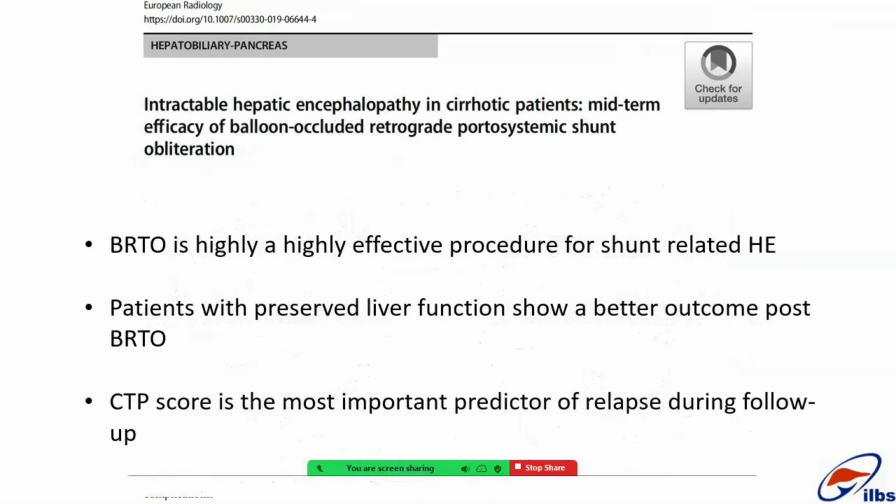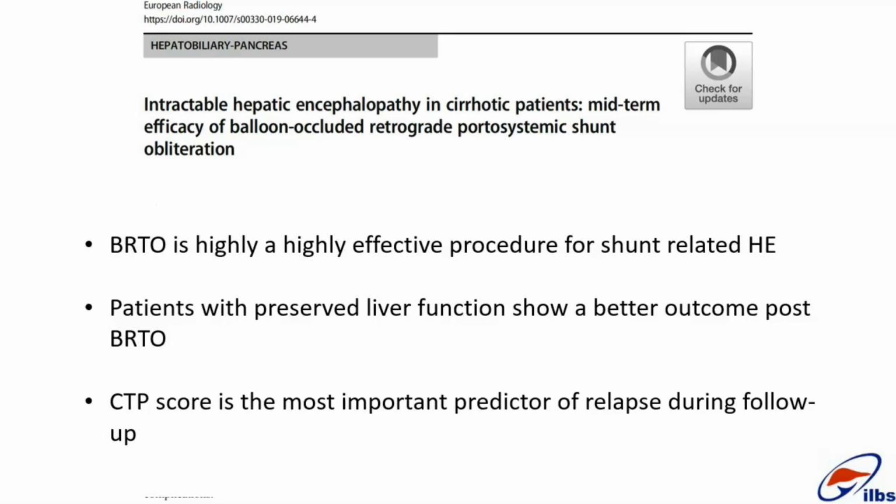And we concluded that BRTO is a highly effective procedure for shunt-related hepatic encephalopathy, and patients with preserved liver function show a better post-BRTO outcome. More so, the liver synthetic function shows a definite improvement. So it was not only controlling hepatic encephalopathy and gastric varices, but the liver synthetic function was also improving. That happened because you are making a hepatopetal flow. You are forcing the blood to go towards the liver. All the gut hormones should reach the liver, which were bypassing the liver.